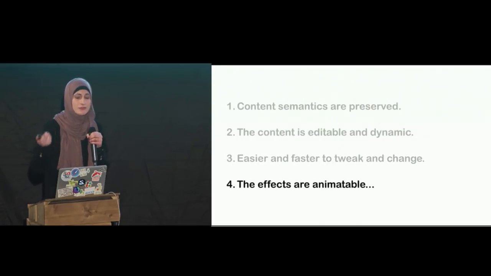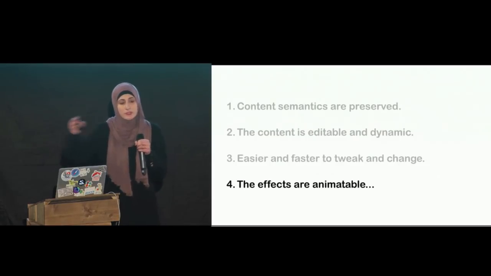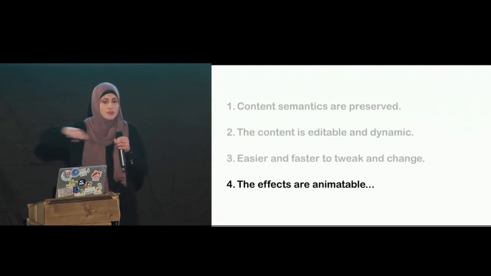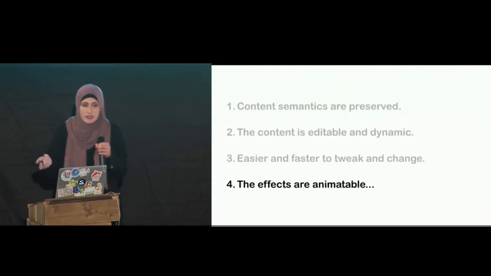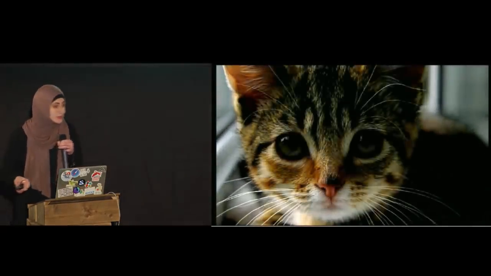And the effects are animatable. So if you create an effect as an image and then you embed that, you can't animate it. Even if you have multiple versions of that image and then you're animating between those images, it's not really a transition anymore. It doesn't look good. For example, with CSS filters, you can create an effect that is as simple as this one here, which just fades an image in and out, and you can change anything about it. You can play with the contrast, with the colors.